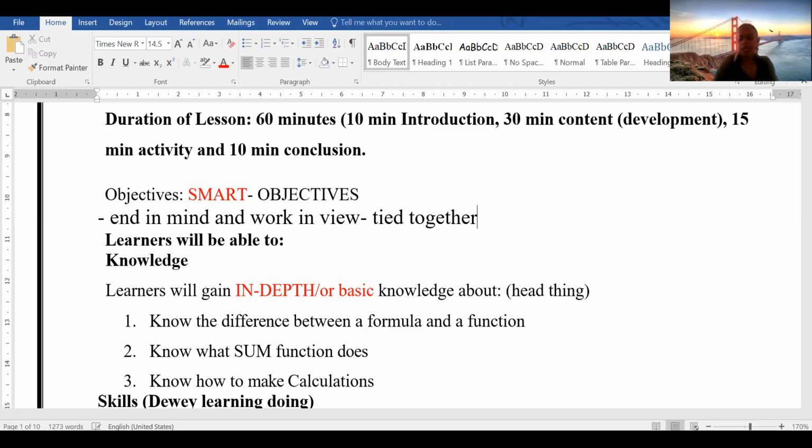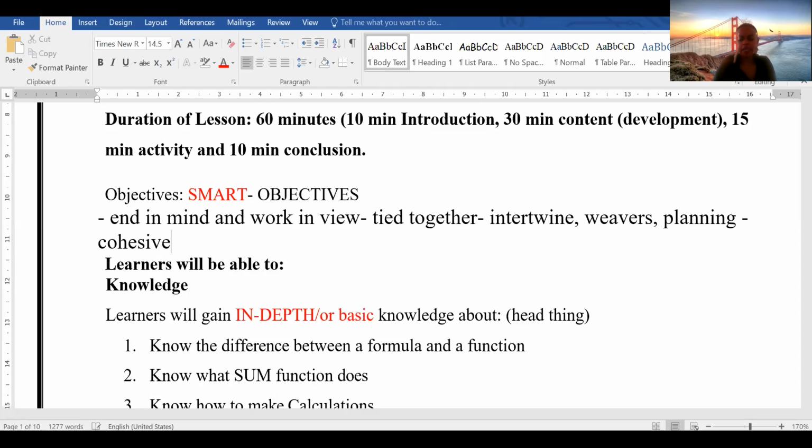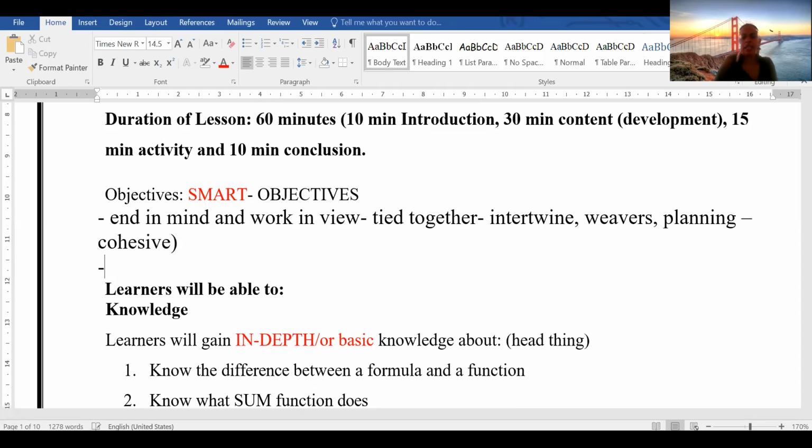Nothing is going to be floating. This thing must be intertwined. We are weaving, we are weavers, we are planning, and for our plan to work, everything must be cohesive. Cohesive meaning, last week when I was talking about going to Johannesburg, I cannot just say I'm going to Johannesburg. I say I'm going to Johannesburg, and then I start looking at the details.